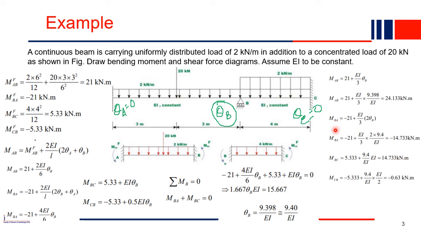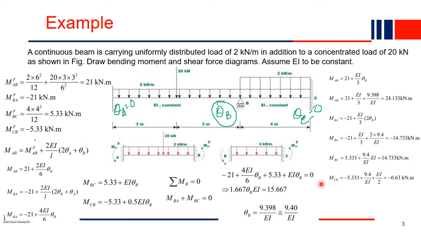Similarly, MBA is minus 14.733, and MBC will be plus 14.733, because if you add MBA plus MBC it should be equal to 0. So minus 14 plus 14, the net moment at B is 0.